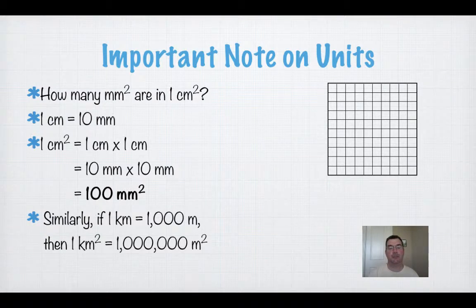And in the same way, if I wanted to convert from kilometers to meters, I would multiply by 1,000. But to convert from square kilometers to square meters, I would have to multiply by 1,000 and then 1,000 again for each dimension in that square. So a square kilometer would be the same as 1,000,000 square meters.